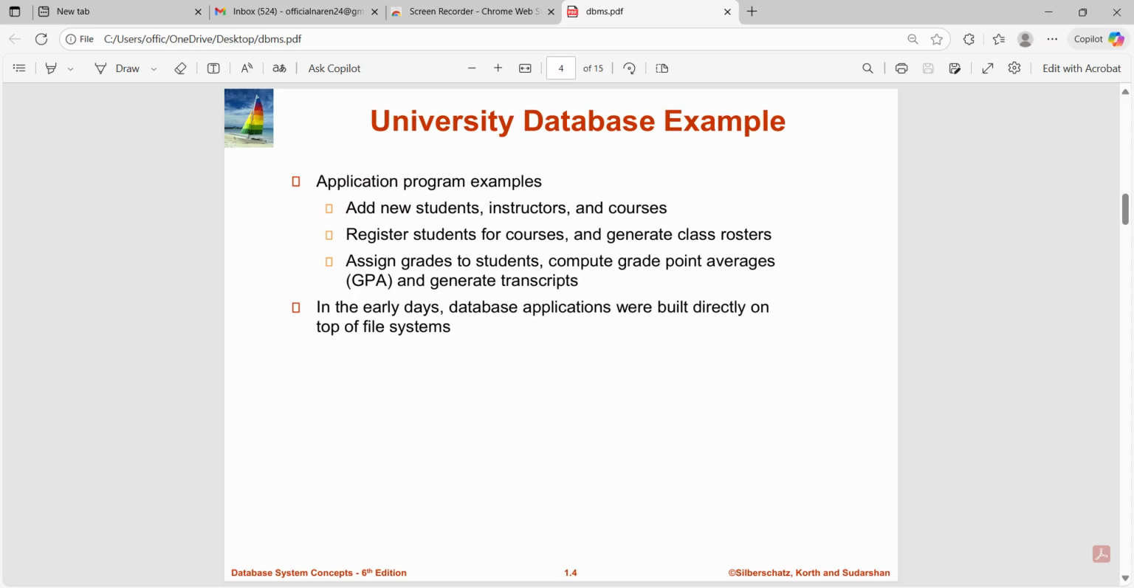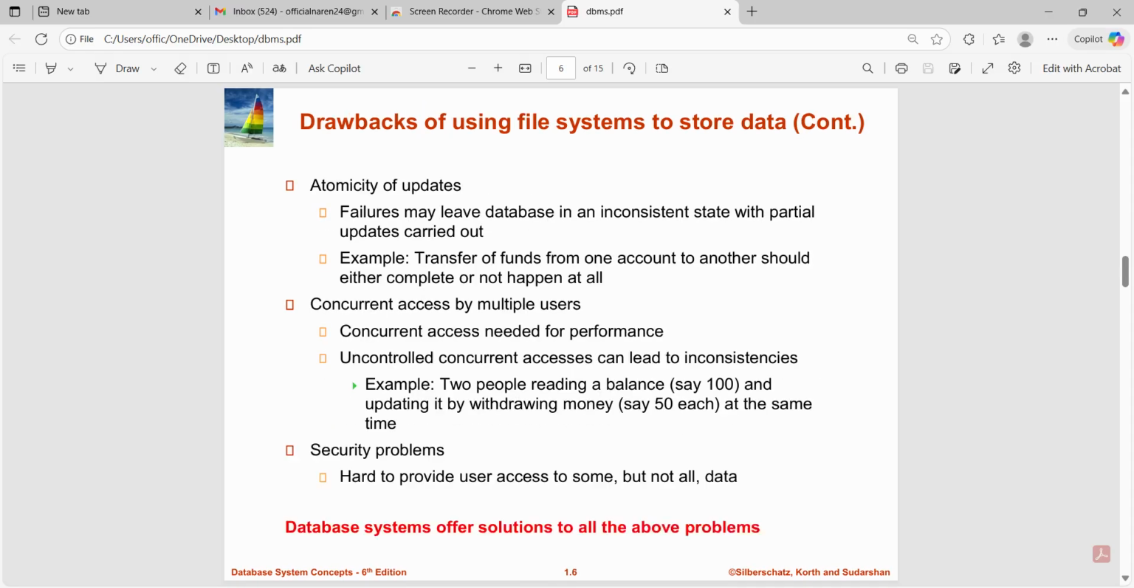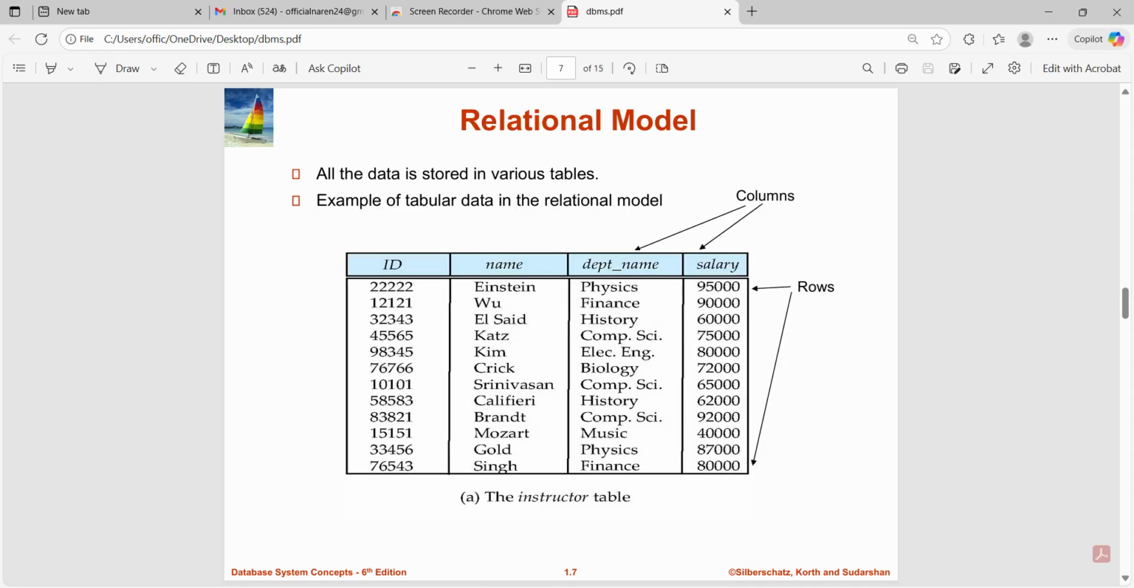Considering the university database, here the data is processed for students, instructors, and courses. For example, when you see this particular database table, it consists of ID, name, department name, and salary. So we are in need of processing each and every data and accumulate this particular data in a particular format, so that it can be manipulated in the upcoming transactions.